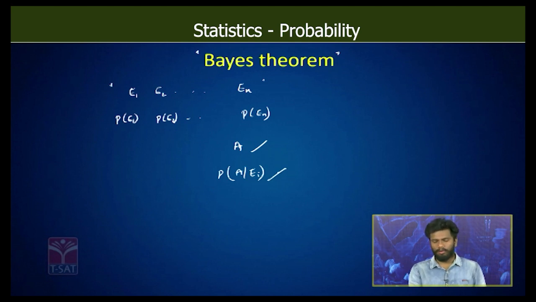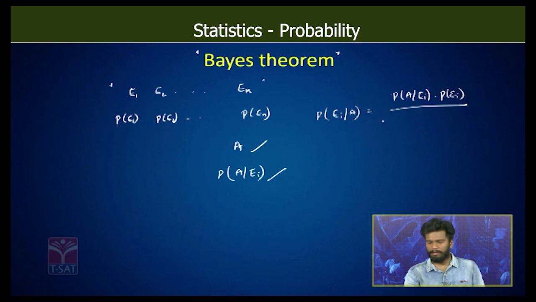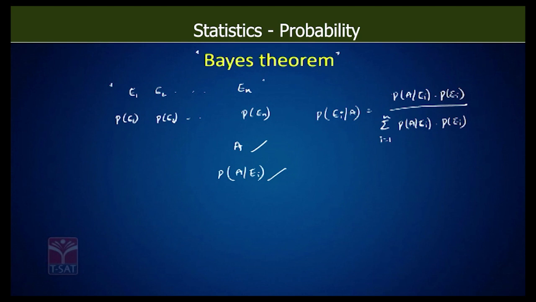Now we have to find the probability of EI given A, which is probability of A given EI into probability of EI, divided by summation probability of A given EI into probability of EI, where I takes values from 1 to n. Now this is the formula for the Bayes theorem, which is very important.